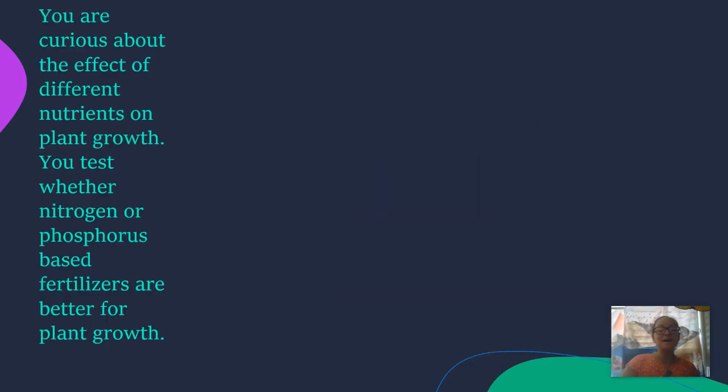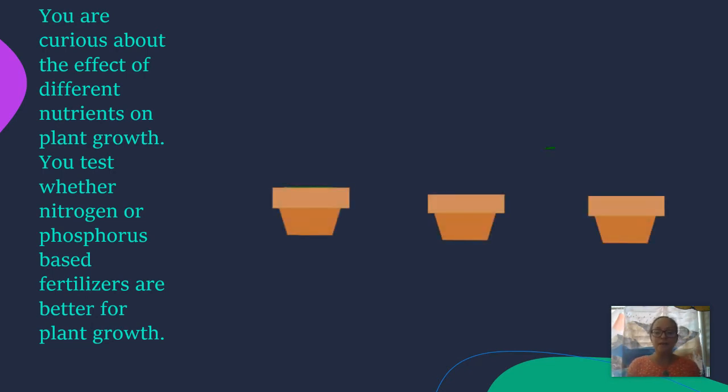Okay, so let's say this is my last example on control groups, that you're curious about the effect of different nutrients on plant growth. So you want to test whether a nitrogen-based fertilizer or a phosphorus-based fertilizer is better for plant growth. So you start with 3 pots of even size. In one pot, you just take soil from your backyard and you don't add any fertilizer. In the next pot, you take soil from your backyard and you add some phosphorus-based fertilizer. And in the third pot, you take the backyard soil and you add a nitrogen-based fertilizer.